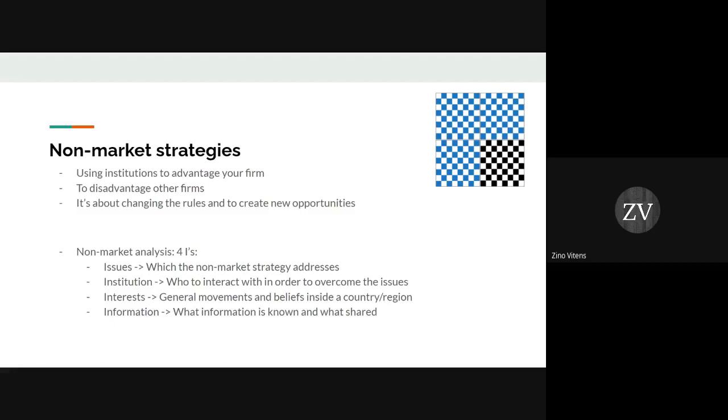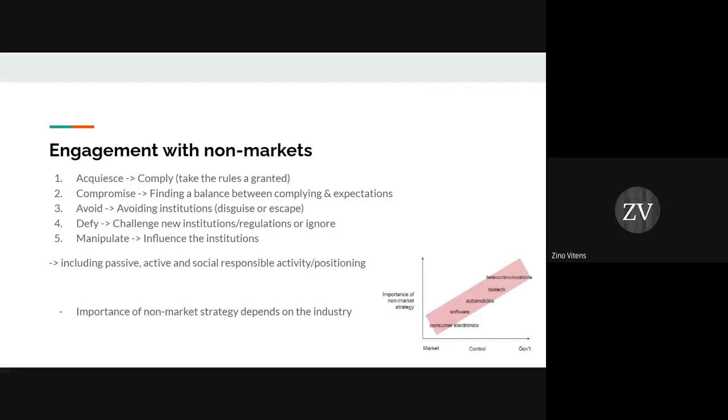Next slide, please. To engage with non-markets, there are 5 ways to do that: increase, compromise, avoid, defy, and manipulate. So there are passive and active ways of doing that, and responsible positioning. A way of passive engagement is comply, for example, so you comply with the rules and accept them. Then an active way to engage is, for example, to manipulate. So you influence institutions to, for example, pass a new law or abolish an old law.